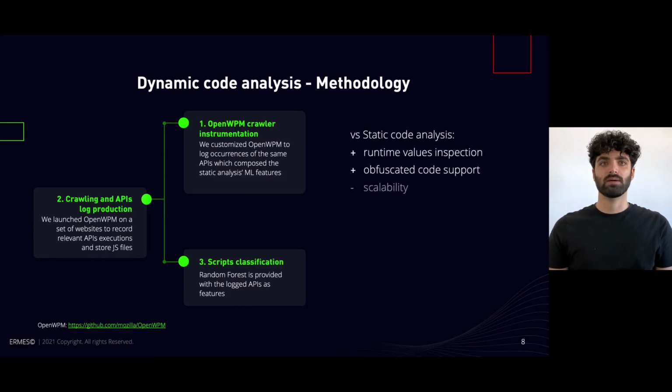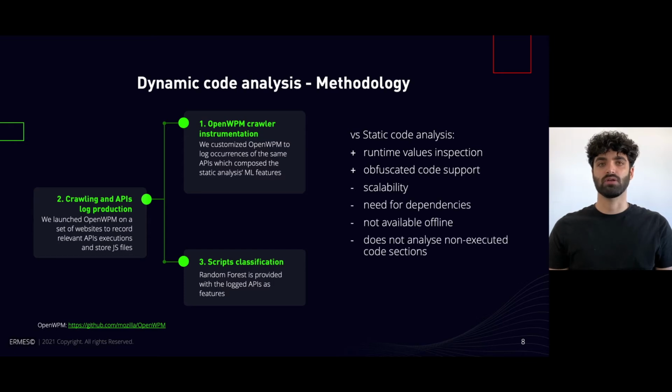So when comparing dynamic code analysis to the static one, we noticed that it has some advantages, like the ability to inspect runtime values at runtime and the support for the analysis of obfuscated scripts. But it also presents many disadvantages, such as lower scalability, the need for dependencies for scripts to be successfully executed, the unavailability of the analysis offline, as dependencies often need to be downloaded, and finally the fact that this analysis does not analyze non-executed code sections.